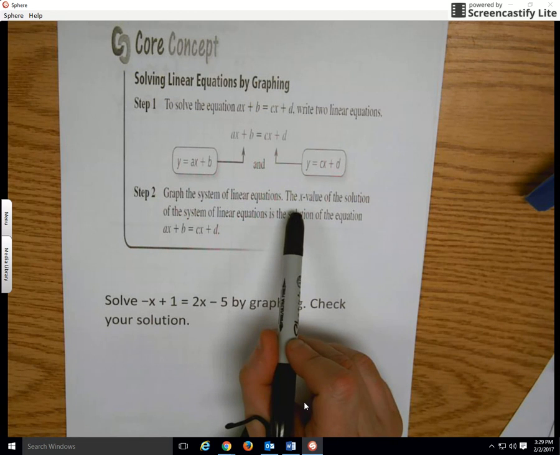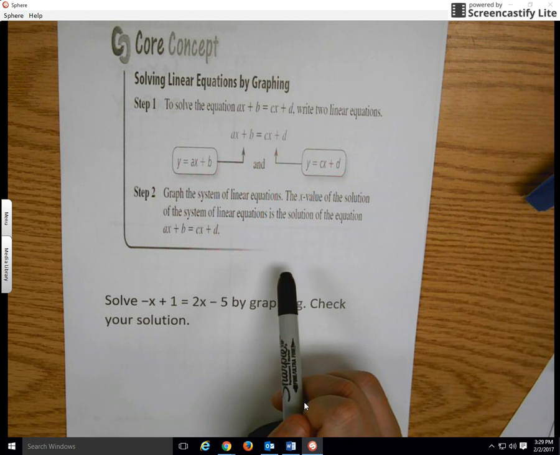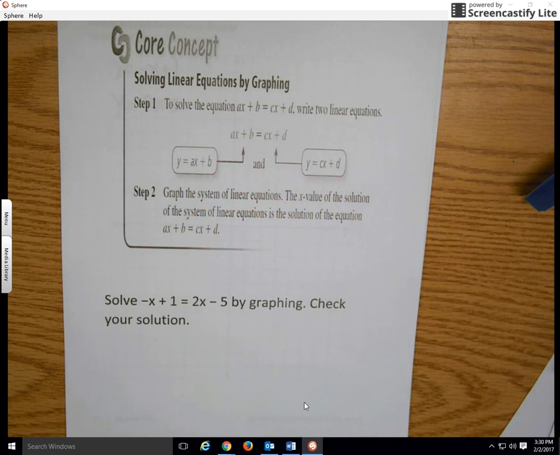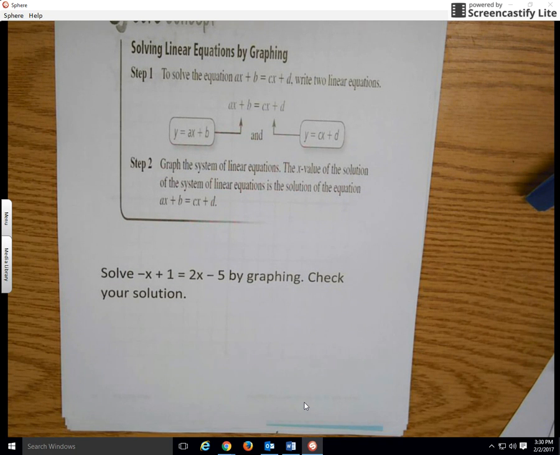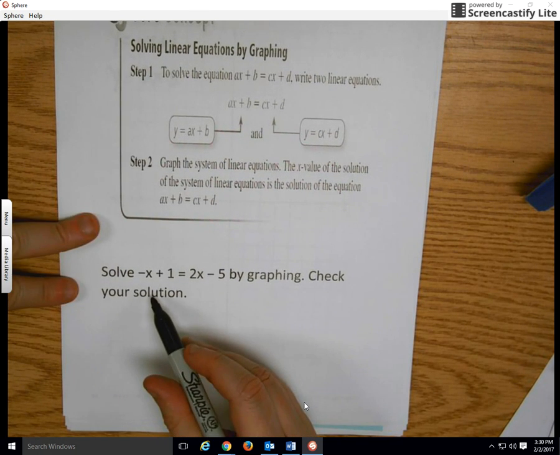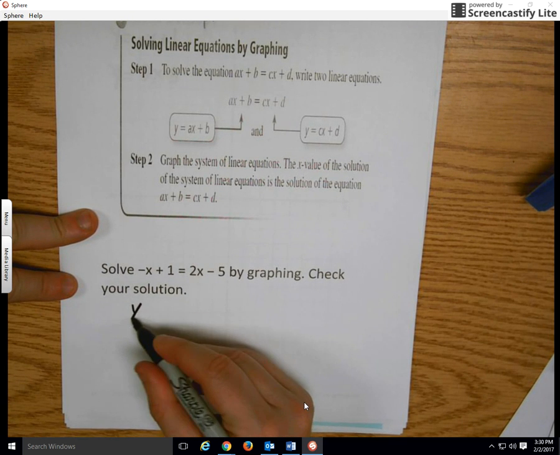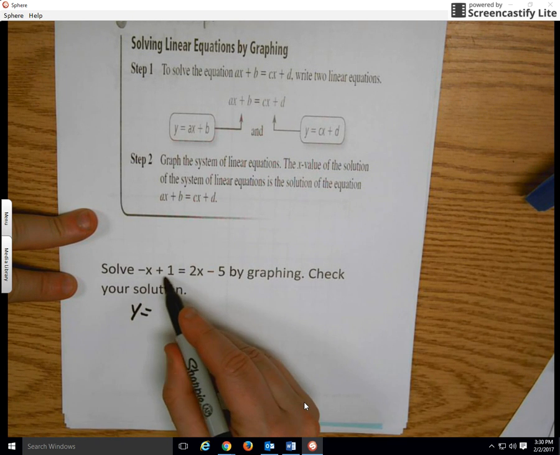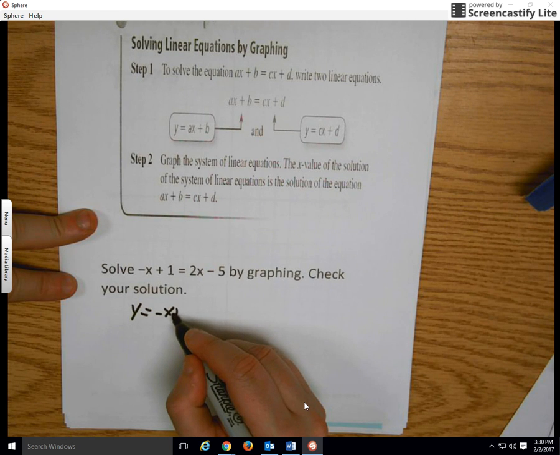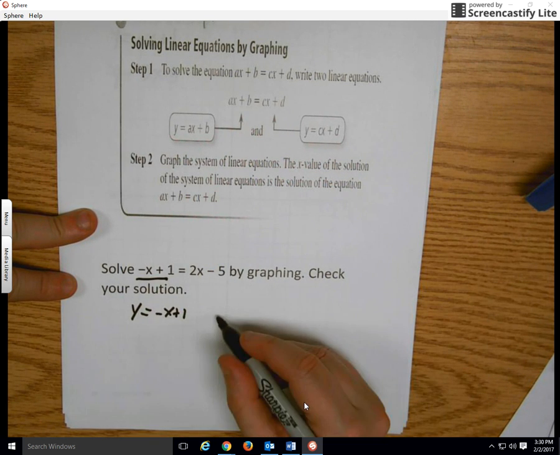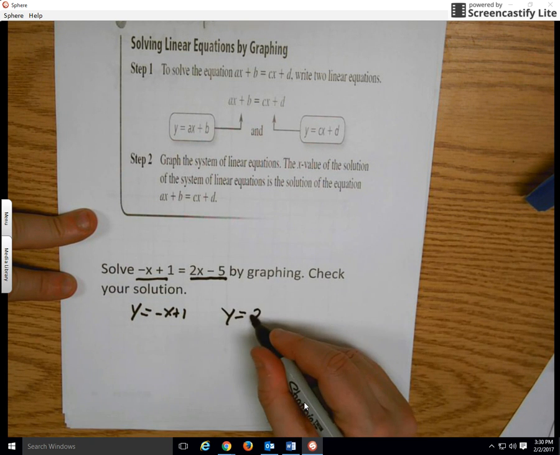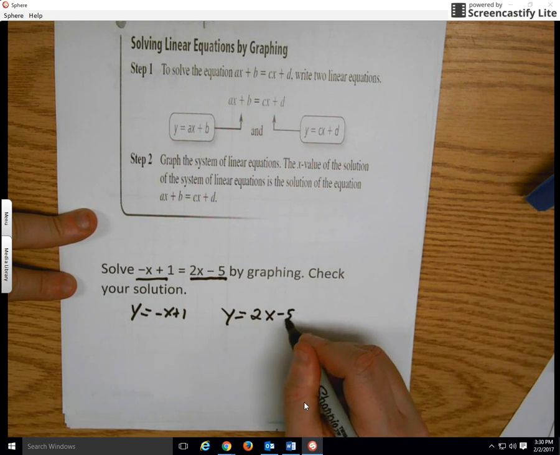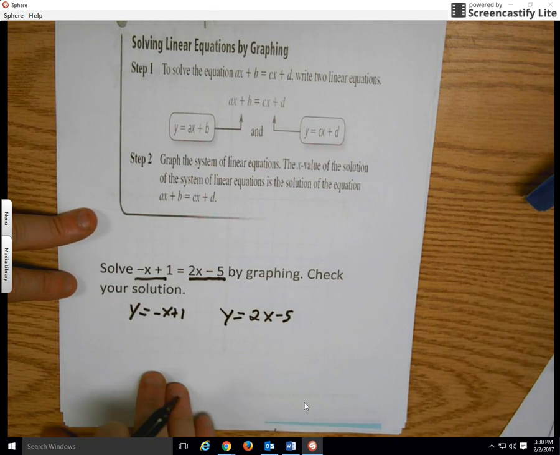Whatever you get for the x value will be your answer for the x. We'll ignore the y value because we kind of just put the y in there. All right, that was a lot of talking. Let's see if we can make sense of it. So we have this actual equation we need to solve for. I'm going to say y equals negative x plus 1, and I'm also going to say y equals 2x minus 5. And now we need to graph it.